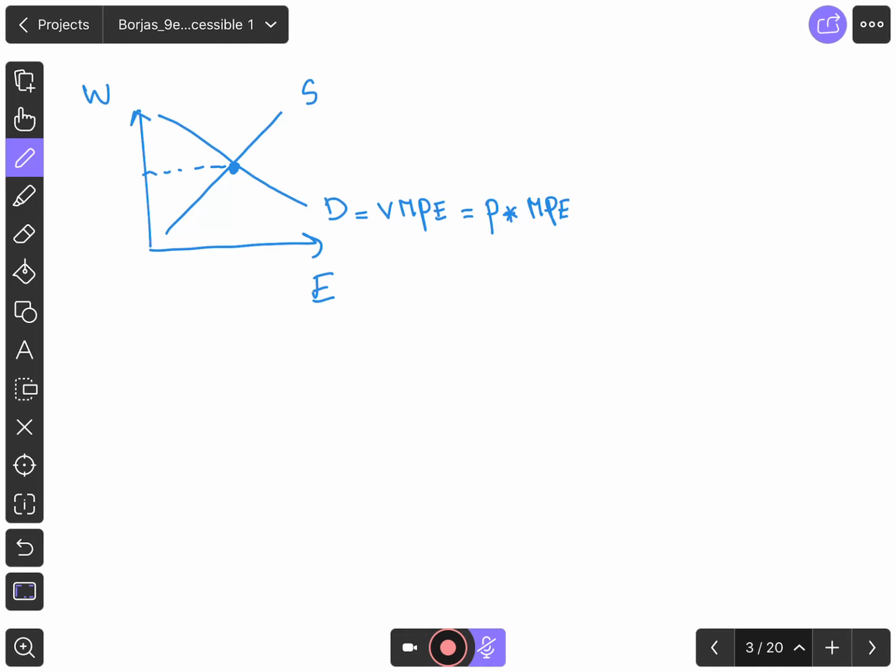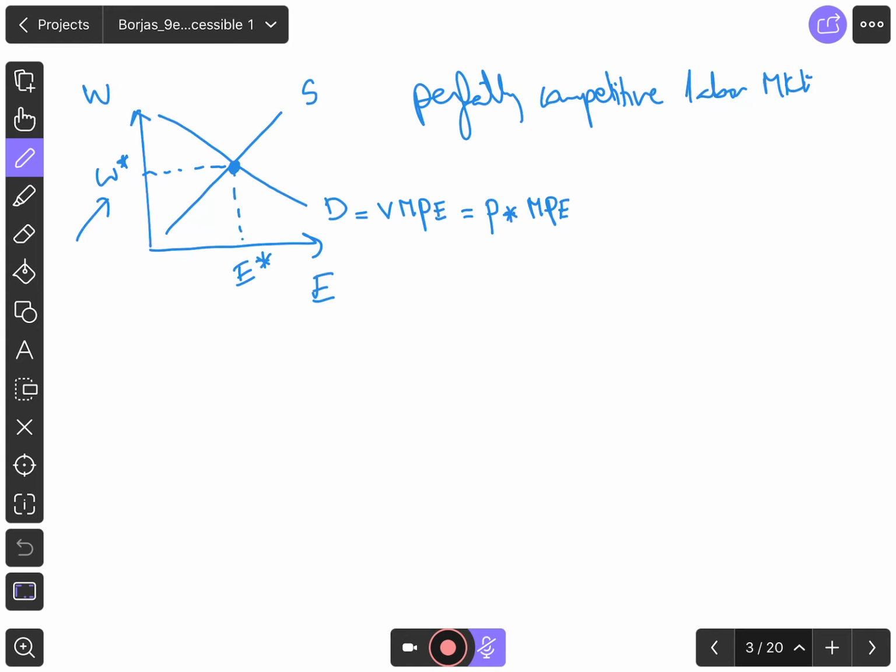We discussed the point of intersection, W star and E star, where this is the optimal level of employment in the economy with this optimal level of wages. This is a perfectly competitive labor market, and in it we don't have any unemployment. Everyone looking for a job is finding a job. We have an equilibrium. We don't have any shortage, and we don't have any surplus in the market.